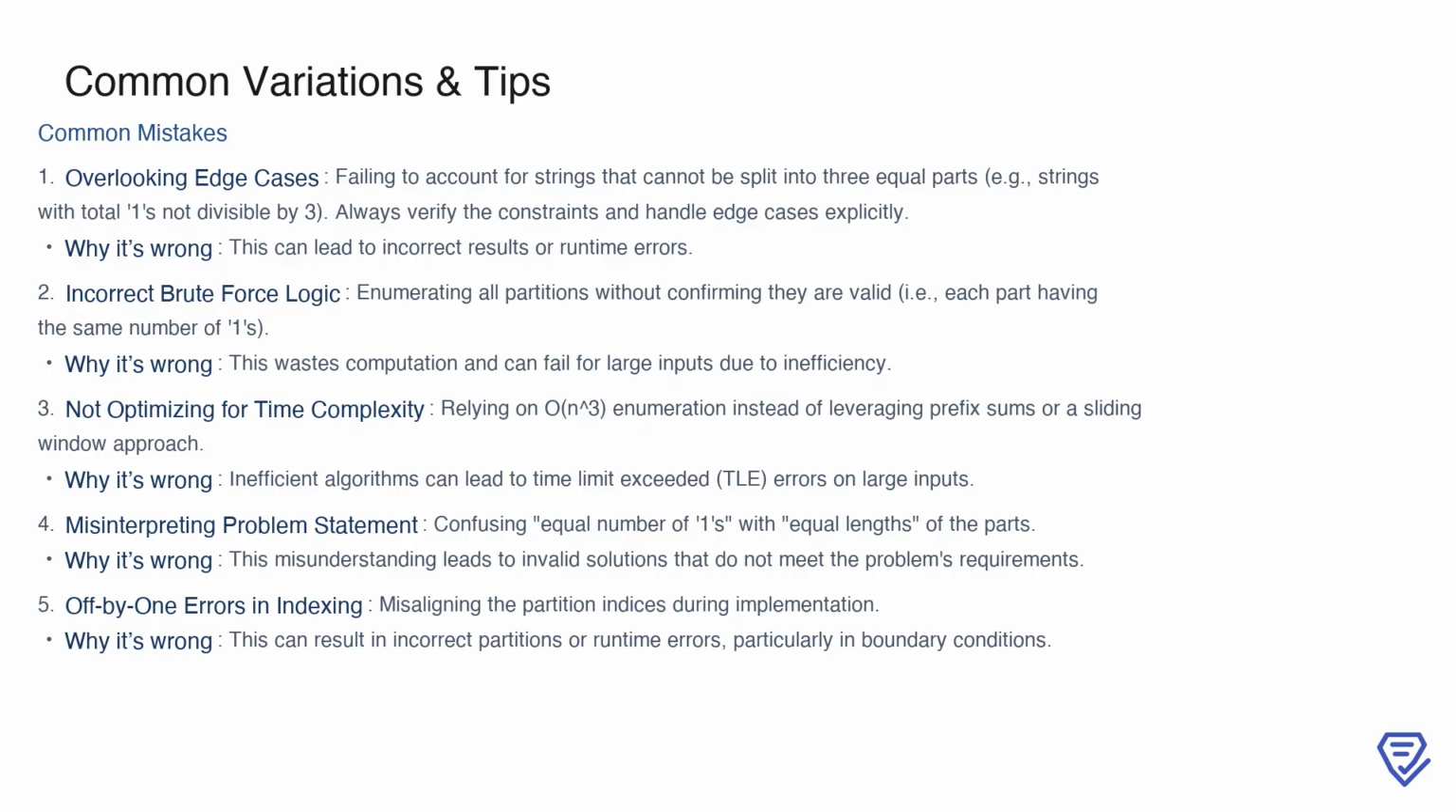Misinterpreting the problem statement is another pitfall. It's crucial to remember that each part of the string must have the same number of ones, not necessarily be of equal length. Lastly, off-by-one errors during indexing can be particularly problematic, often causing boundary condition issues or invalid partitions. These mistakes are preventable with careful attention to both the problem constraints and the implementation details.